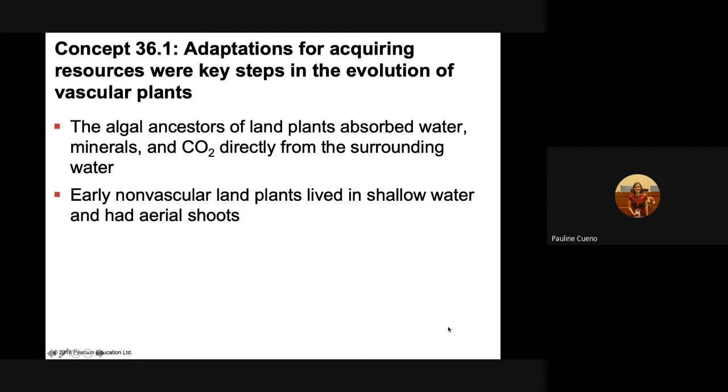So ano ba yung mga non-vascular land plants na nauna? Ito yung mga moss, yung mga bryophytes. Another common misconception sa biology, ang sabi nila, ang lumot daw ay algae. Ang algae po ay hindi lumot.